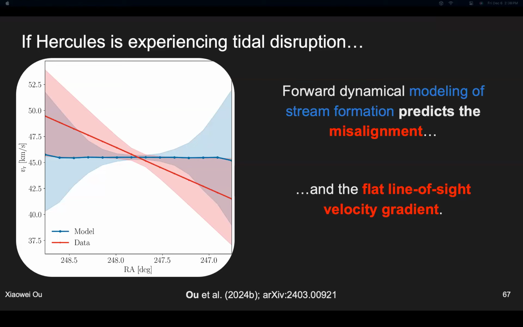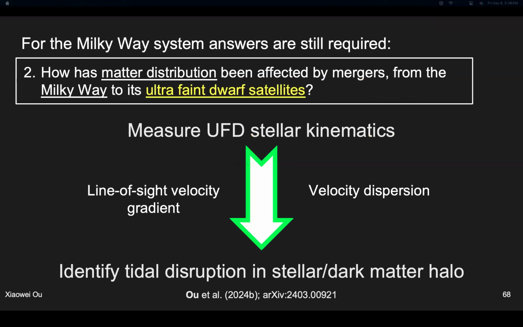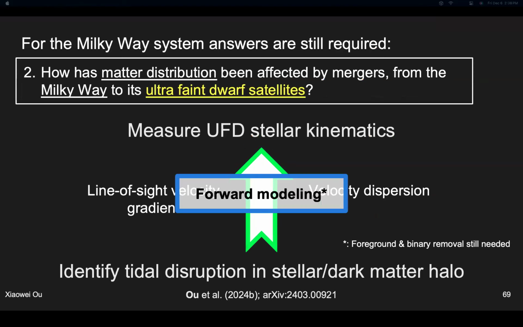So that's telling us, if we now flip the arrow, everything that we observed with the UFD and its stars is consistent with the system currently experiencing tidal disruption. So by doing this forward modeling, we are now more confident in saying that it is very likely that Hercules is undergoing tidal disruption.